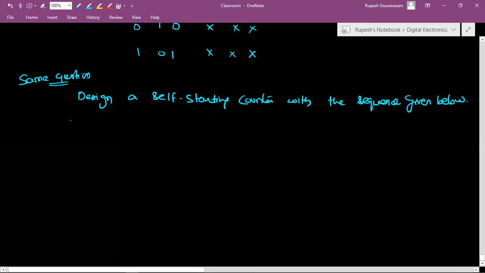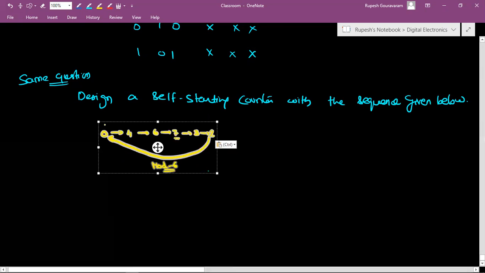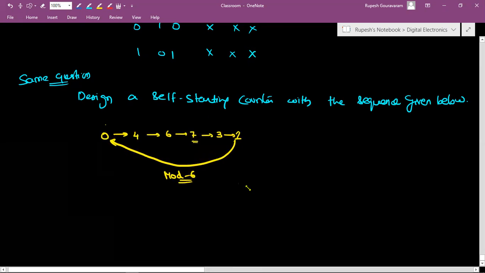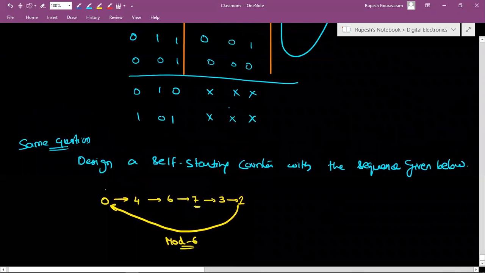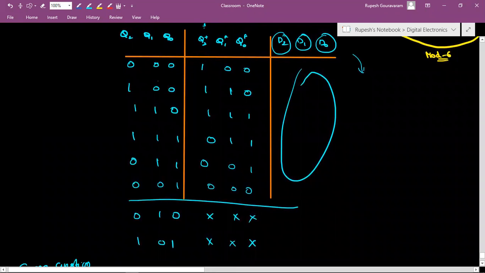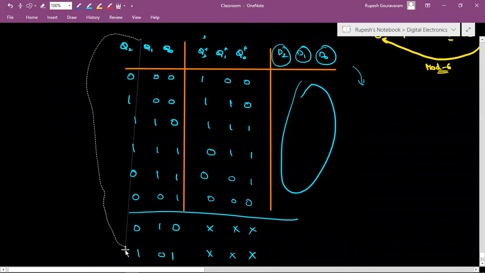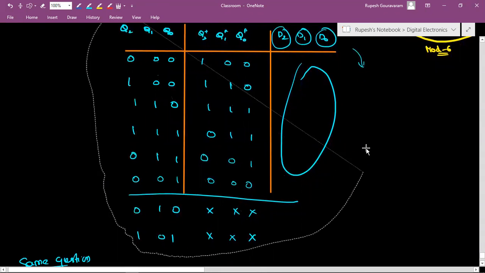So the same sequence that we have seen earlier. Yeah, this is the sequence. Okay, so with this sequence, if I have to design a self-starting counter, then what we have to do here? Self-starting means if unused states occur, we should not neglect them. We should connect them to any other user states. Okay, so the remaining part of the table remains just like this.